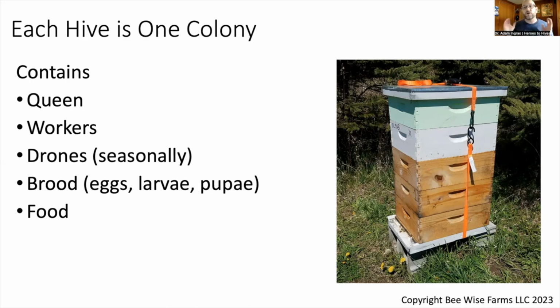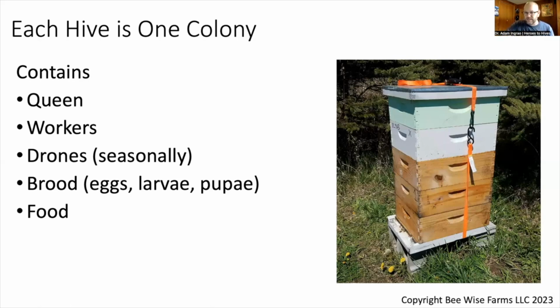They're only present when they're needed for mating. You're also going to have brood, and brood is comprised of eggs, larvae, and pupae. And then you're going to have food as well, and that's going to be food in the form of pollen or in the form of honey, meaning nectar that's being cured down into honey. So those are the things that make up an individual colony.